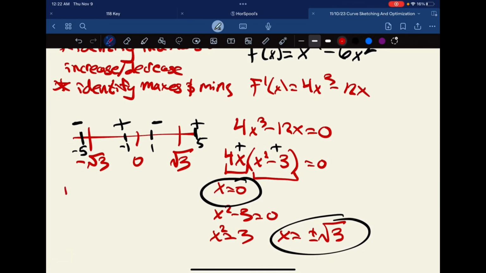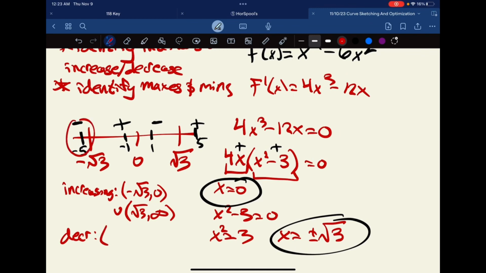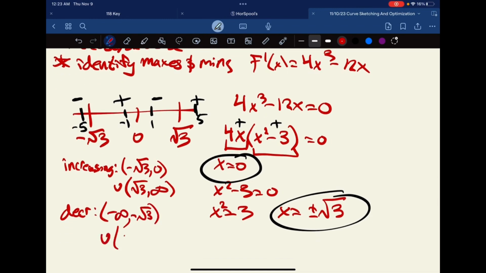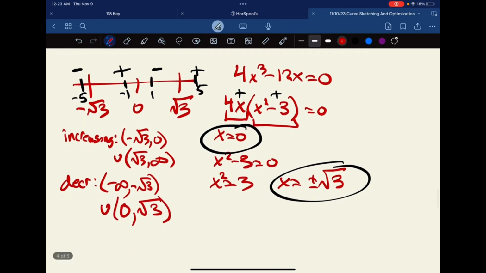So now we can set our intervals of increasing and decreasing. Wherever our first derivative is positive, we are increasing, and wherever our first derivative is negative, we are decreasing. So from negative square root 3 to 0, we're increasing, and also from square root 3 to infinity, we are increasing. And then decreasing, well, that's everywhere where we're not increasing. So from negative infinity all the way up to negative square root 3, we are decreasing, and from 0 all the way up to square root 3, we are decreasing. These are our intervals of increasing and decreasing.